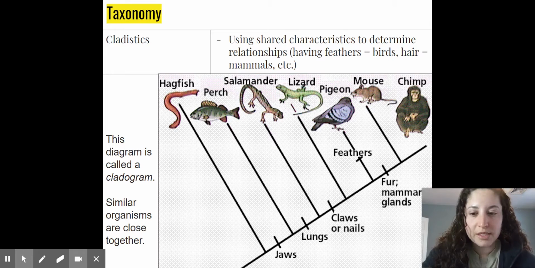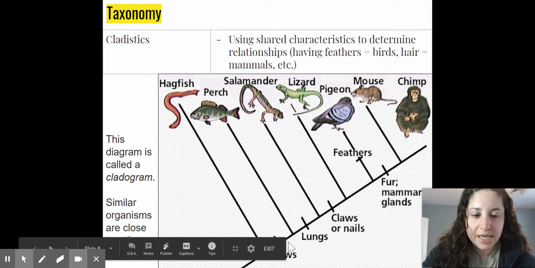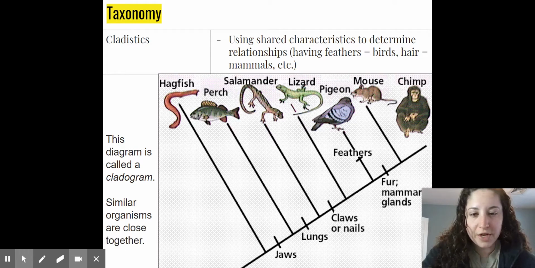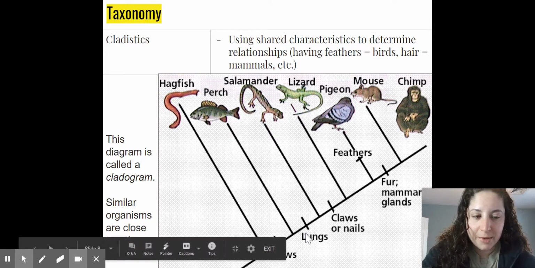here. This is also showing you a timeline in a way. So we can follow this timeline right here. And then it's showing you all these different spots where a new characteristic evolved and how that changed the organisms moving forward, as well as the organisms that might have already evolved. So for example, the difference between a perch fish and a hagfish, and then the salamander and lizard, is the development of lungs. And so that's what this is telling you over here.